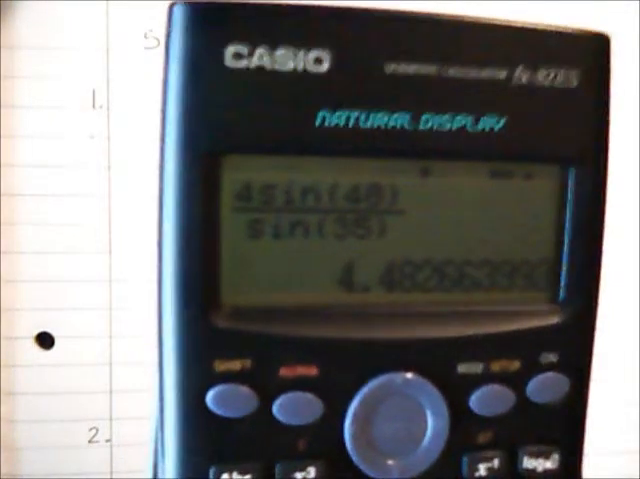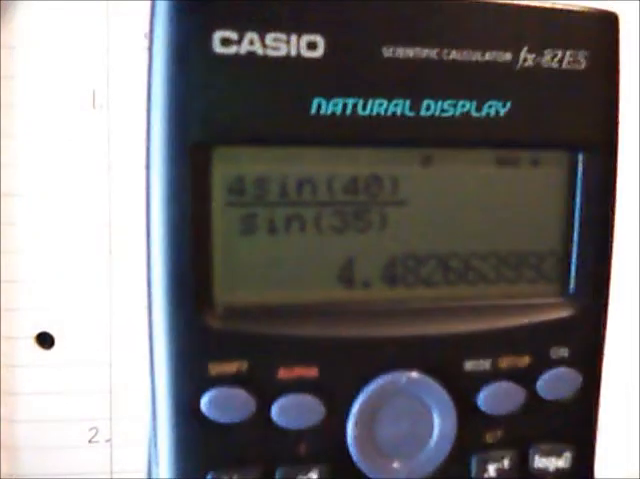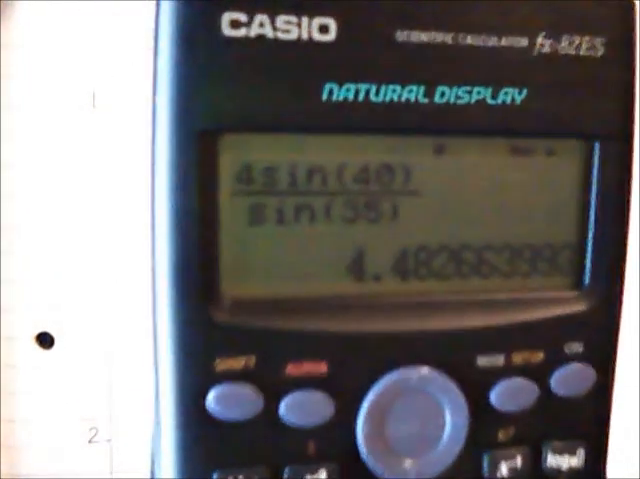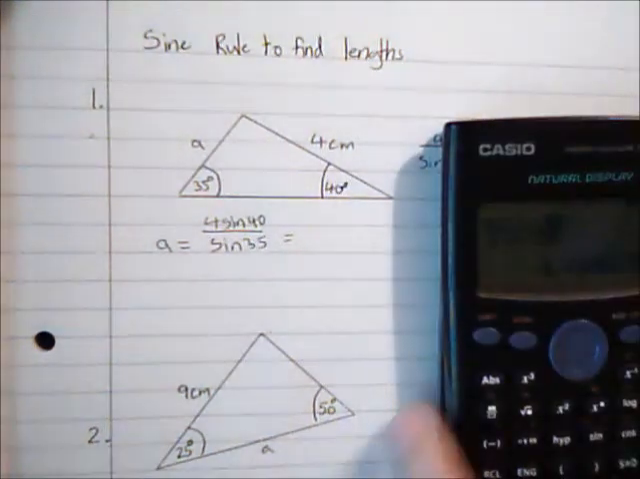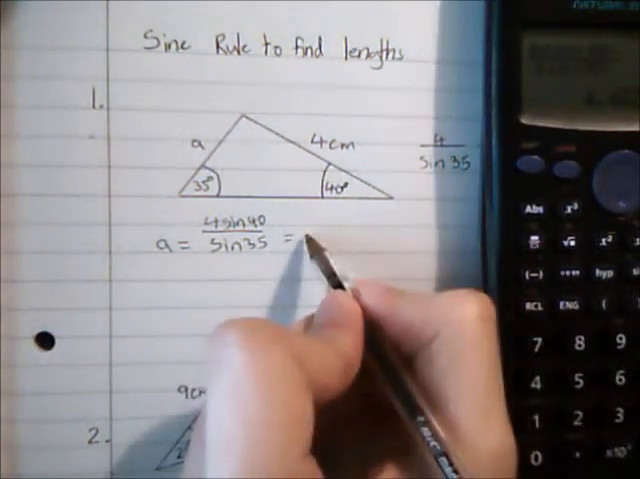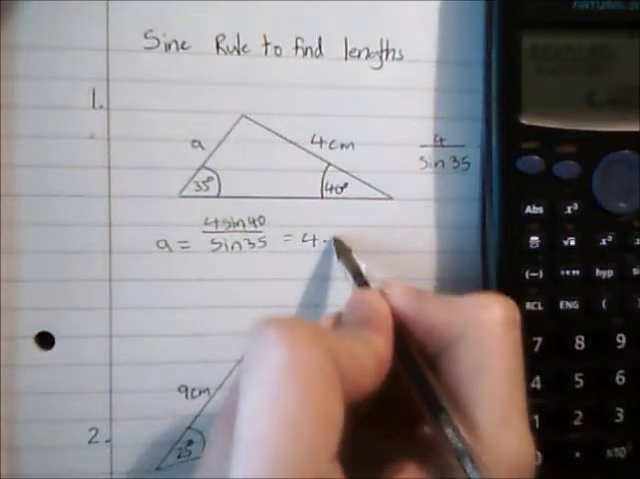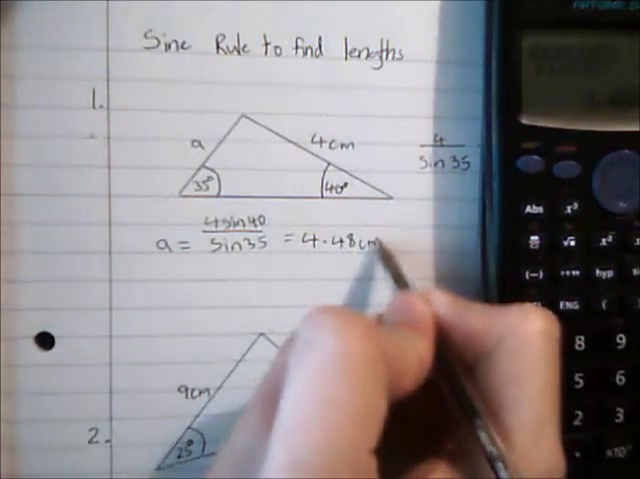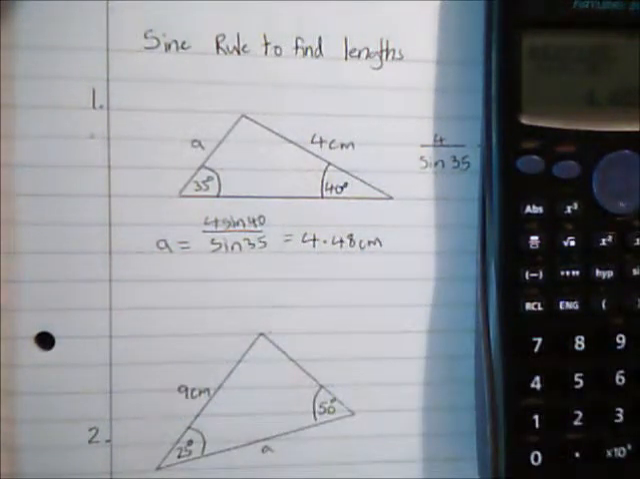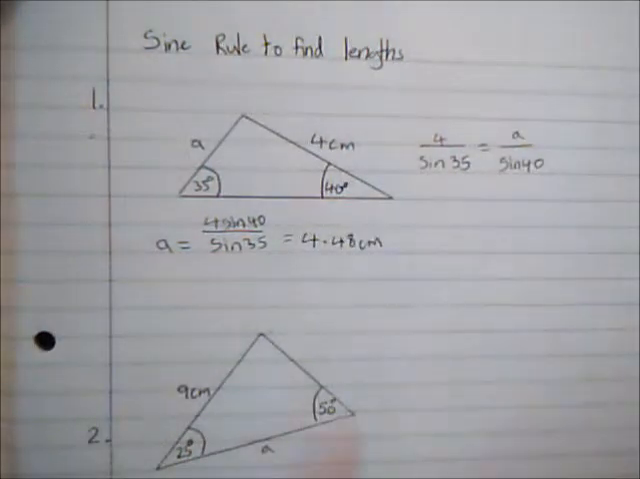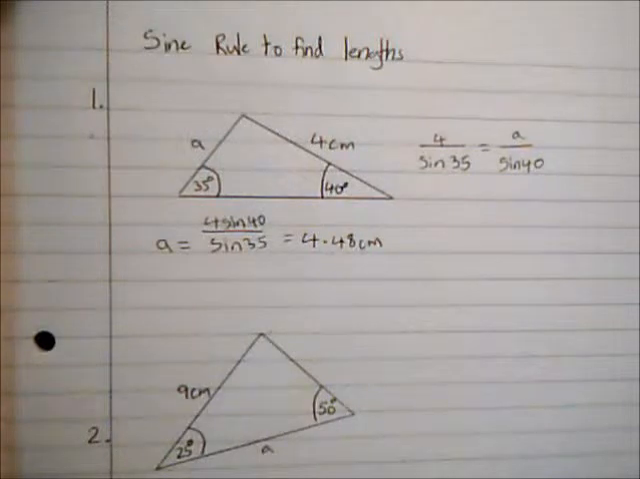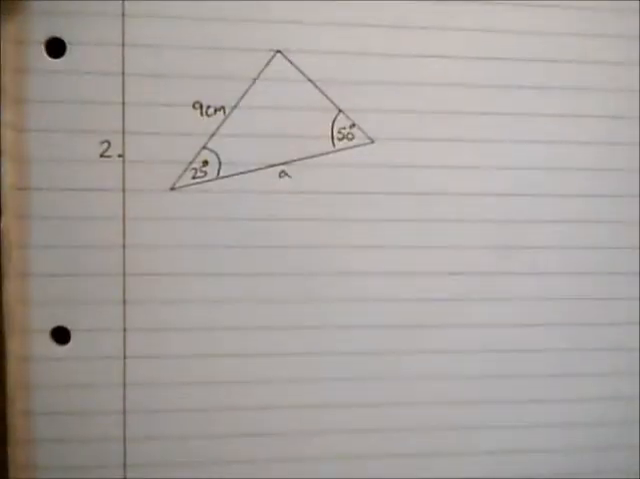I can evaluate that and I get an answer there, so 4.82663993. May be a good idea to give this to 3 significant figures, so I'm going to write it as 4.83 centimeters. If you're not sure, then just write it out to more decimal places and simplify it afterwards as the second step, and then you cover all your bases really.